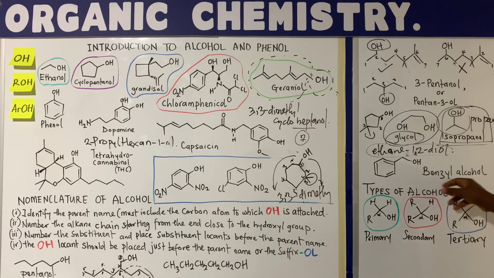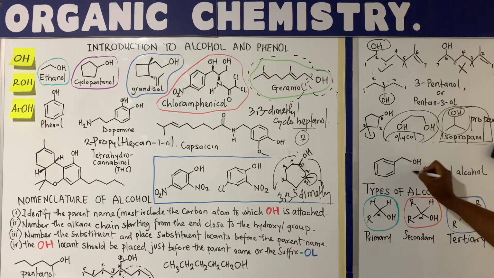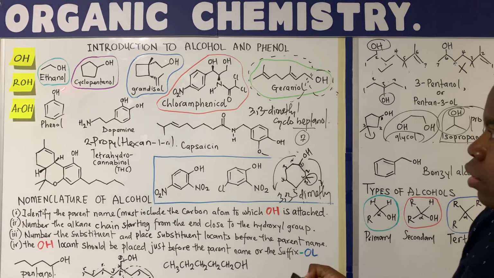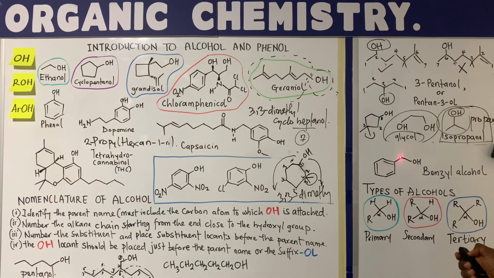And we have benzyl alcohol. So don't make the mistake, this is not phenol. You can see there's a carbon atom that is bearing the OH group. So in the case of phenol, the OH group is directly attached to the benzene ring. But in this case, the OH group is attached to a carbon that is then attached to a benzene ring. So this is called benzyl alcohol.